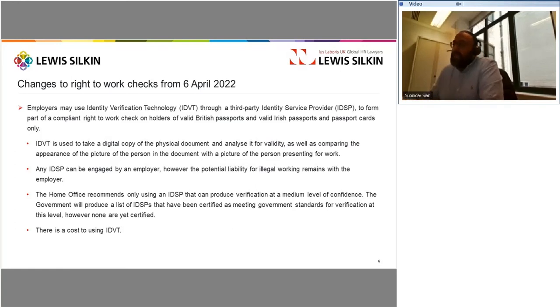We're also going to have the end of the adjusted COVID right to work checks on the 30th of September. So you will no longer be able to do a video call. From the 30th of September this year, you'll only be able to do the online right to work checks, which are mandatory for those with a BRP, BRC, or Frontier Worker Permit from the 6th of April. And then for British and Irish passports, you would do the manual right to work check or use one of the IDVT providers.